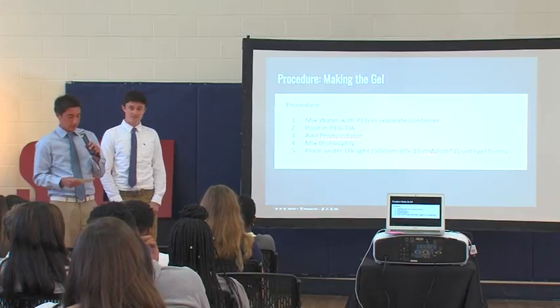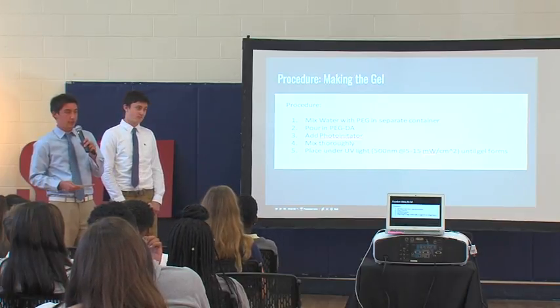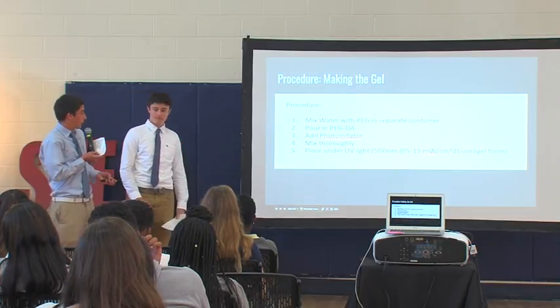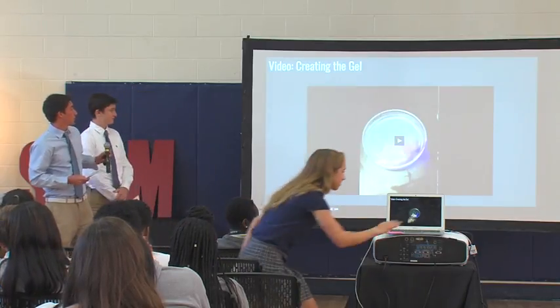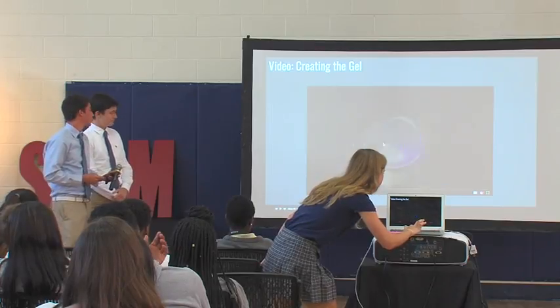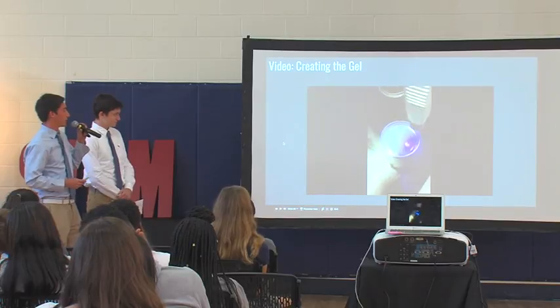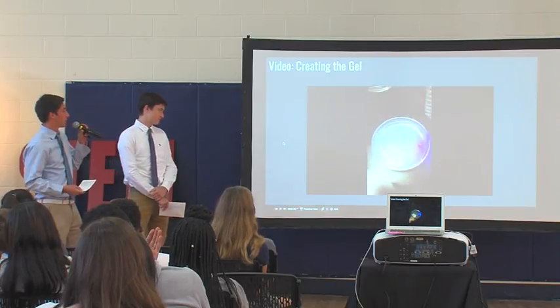After mixing, everything was centrifuged. We used UV light to cure the mixture until it formed a gel, and this usually took about 8 minutes. Here's a video of us creating the gel. As you can see, as the UV light shines on this part of the mixture, it solidifies and becomes a solid.